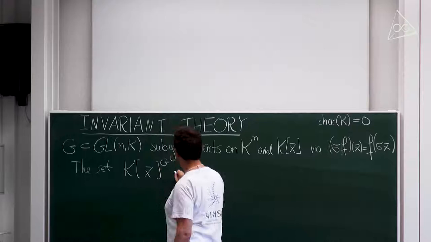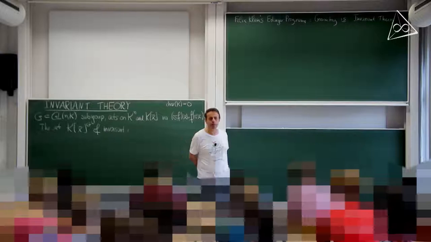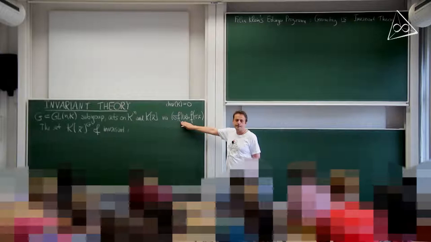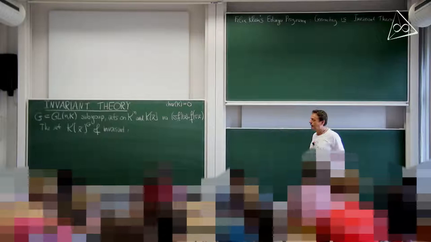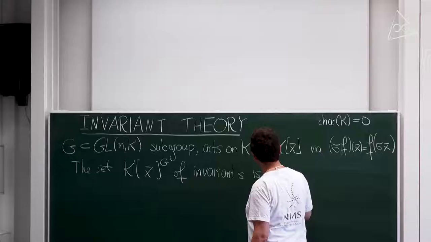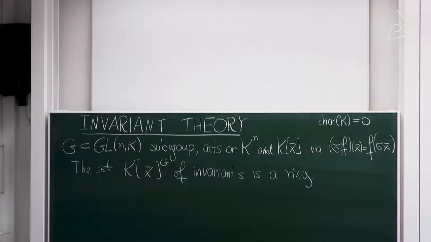By the polynomial ring upper G, I will mean the set of all polynomials F such that sigma F is equal to F, so that are fixed for every sigma. Every element in the group G fixes the polynomial F, and such a polynomial is called an invariant. If you have two invariants and you add or multiply them, you get an invariant again. Also, if you multiply an invariant by a constant, you get an invariant again. Therefore, the set of invariants is a ring, a K-algebra, and this is known as the invariant ring. The set of invariant polynomials is a subring of the polynomial ring called the invariant ring.